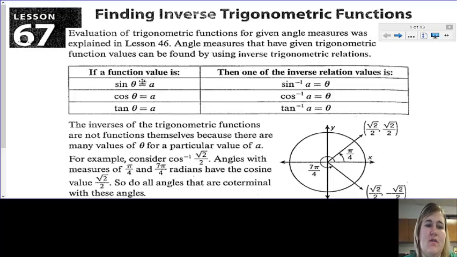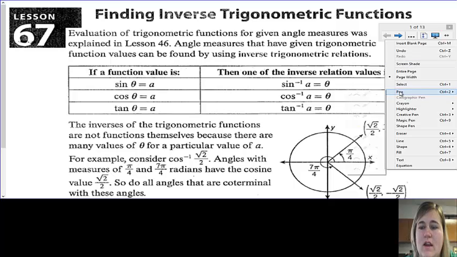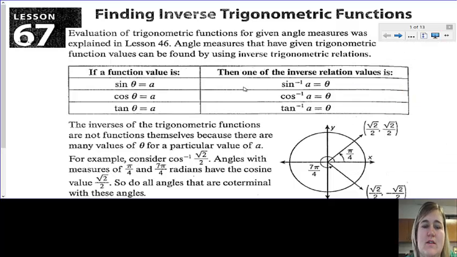So they say that if a function value is sine of theta, this is our angle measure, equal to A, then we could find our angle measure by using the inverse sine, which is a function on your calculator, and that A to find your angle measure. And the same thing is true for cosine and tangent. You should write this information in your notes.